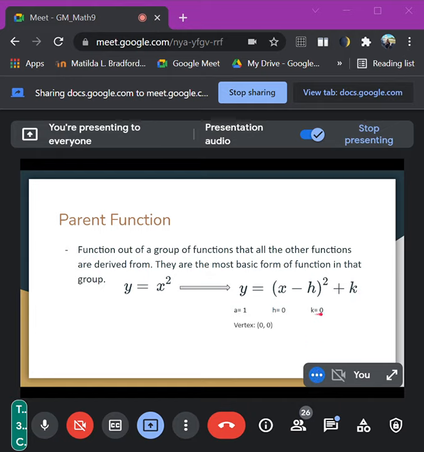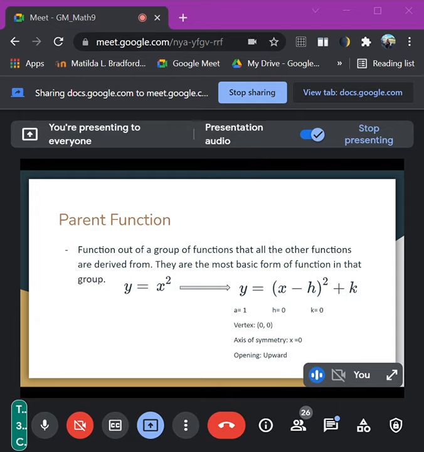So if we're going to get its vertex, that is 0, 0. And then for the axis of symmetry, that is x is equals to 0. And the graph there opens upward.